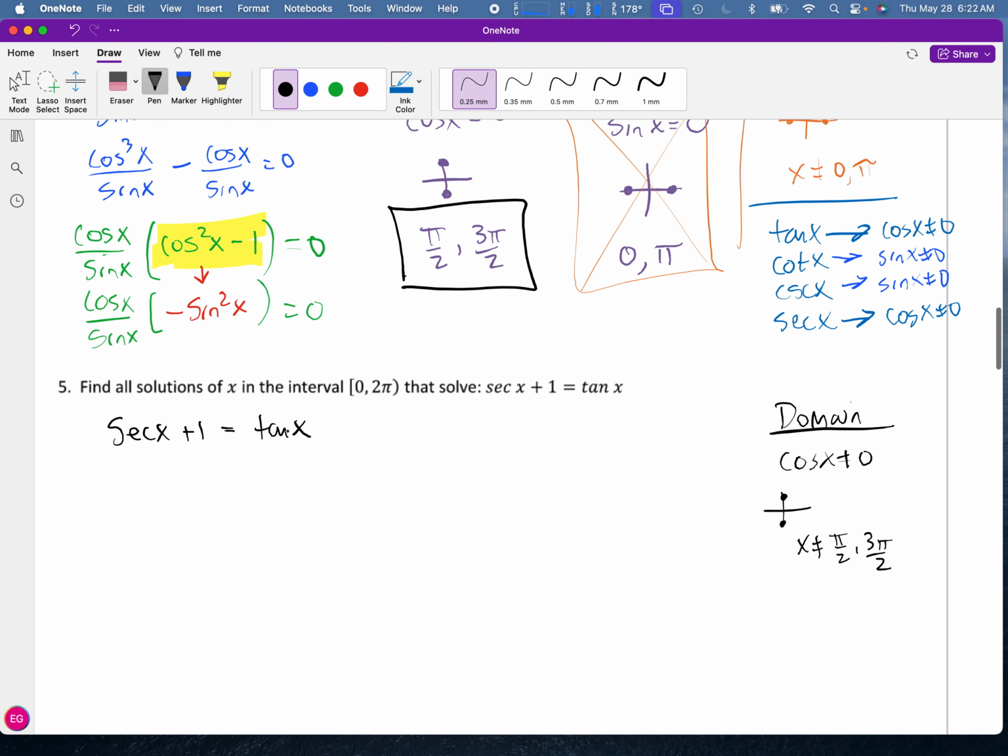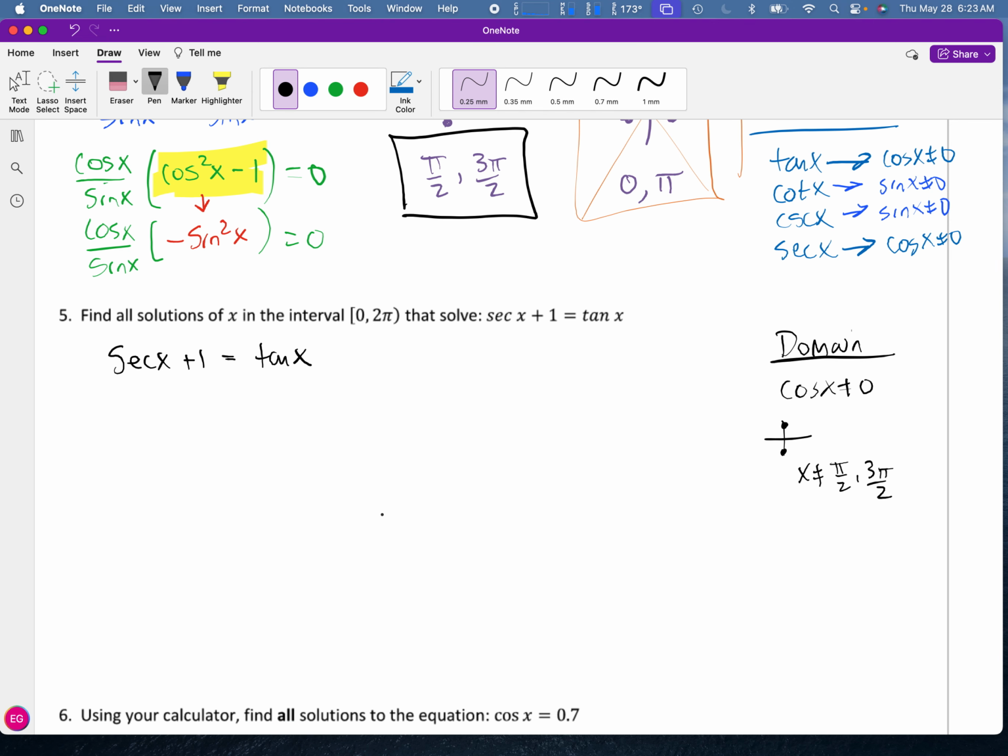One strategy we could try is turning everything into sine and cosine, like we normally like to do. I'm going to write that down super quick, but I'm going to erase it, so I don't necessarily want you to write that down. So if I have 1 over cosine, which is what secant is, plus 1 equals sine over cosine, which is what tan is, I'm still going to end up having sines and cosines, so 2 different ones. And we don't really like that. It's hard to figure out how to factor when they're not the same. How are you going to factor something out if they don't have the same pieces? So we're going to try a different strategy altogether.